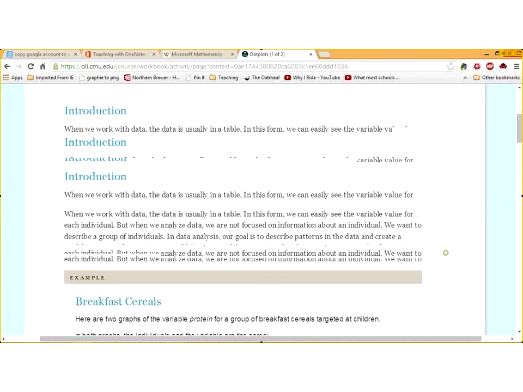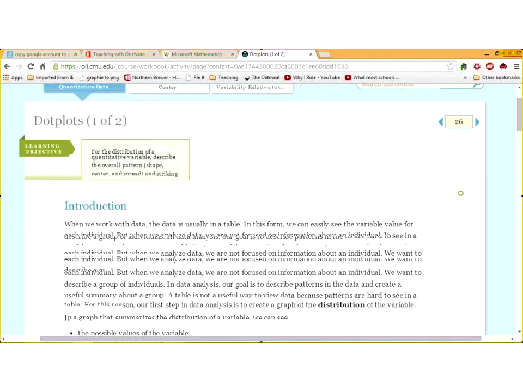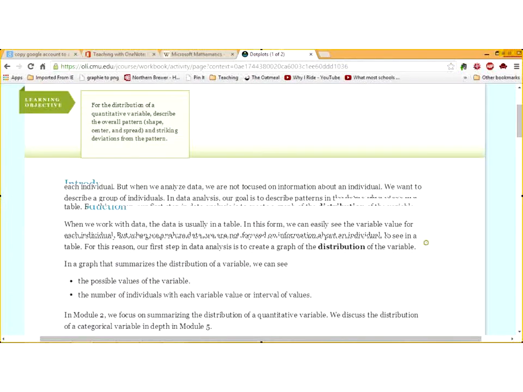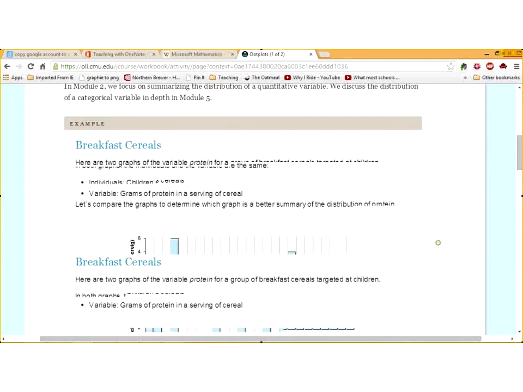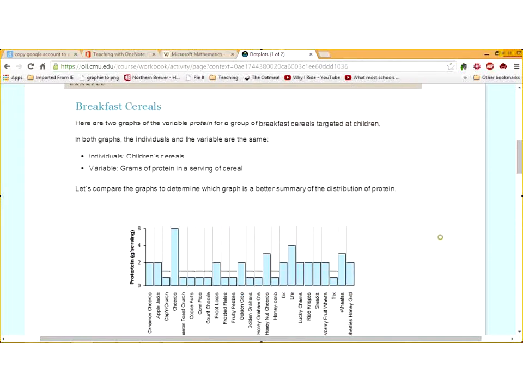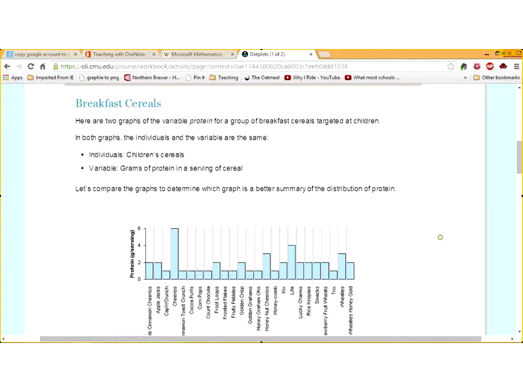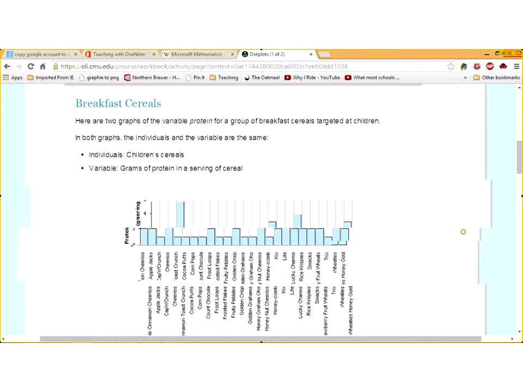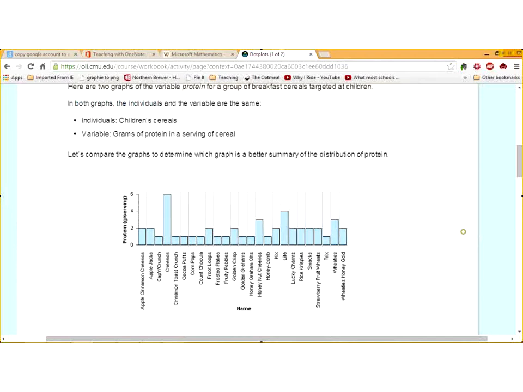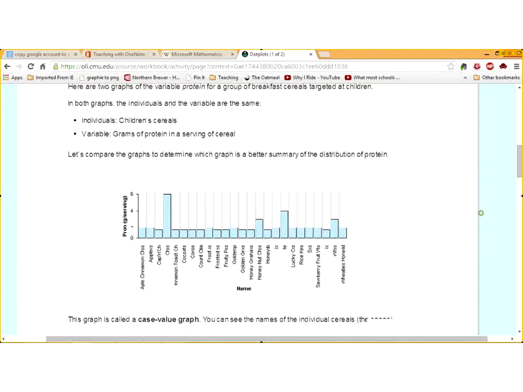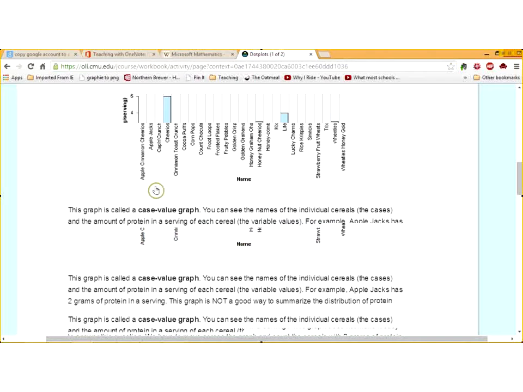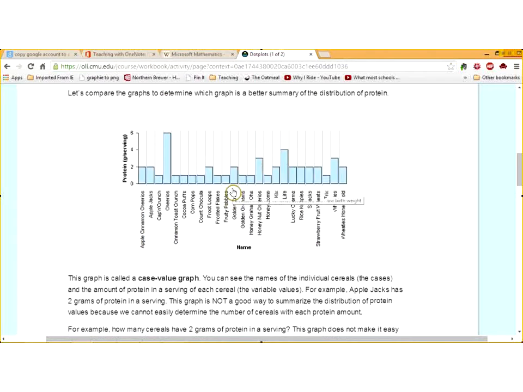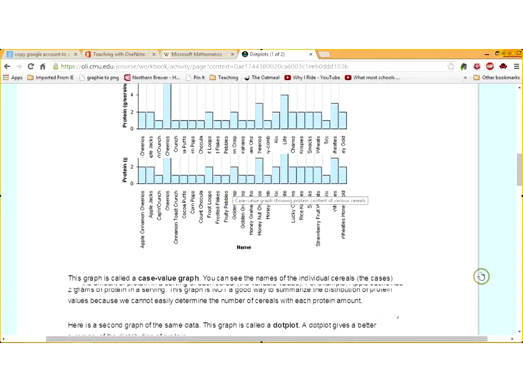So in this section, now we're going to start organizing data, and one way we can do that is what's called a dot plot. And we'll just go down, and so this is a graph of different cereals and how many grams of protein each one has. And so this is just each cereal labeled. They're put in alphabetical order, and each bar is how many grams of protein there are in that particular cereal. It tells what the name of that graph is, but that's not important. We won't be looking at this kind of graph very often.